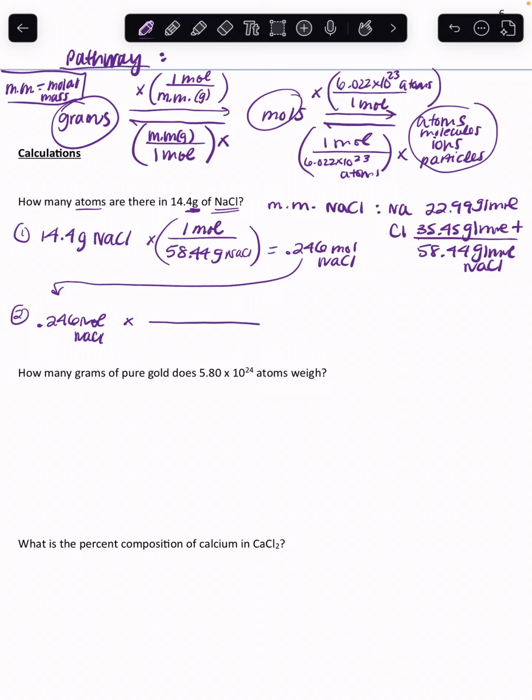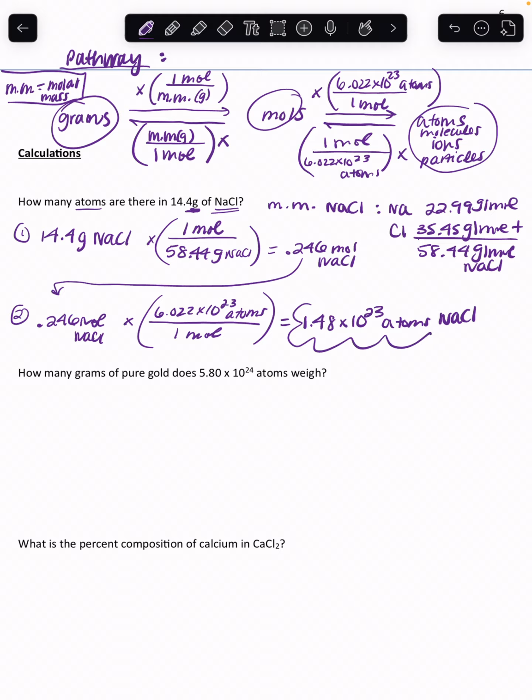Atoms. Wow. So I'm going to have moles cancel, so that's going to be on the bottom. And I'm going to multiply by Avogadro's number. Nice. And when I put this in my calculator, it pops out with this big number. 1.48 times 10 to the 23rd atoms of sodium chloride. And this is my answer. Wow. Nice, right?